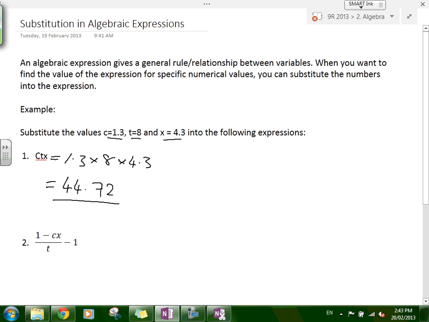Alright, so all we're saying is, for the specific values that we have, that is the value. If C is 1.3, if T is 8, if X is 4.3, that's what CTX is. It could be a whole different thing. It will be a whole different thing if the combination is different. Okay, so that's the idea of substitution. You substitute the values in for that specific thing.